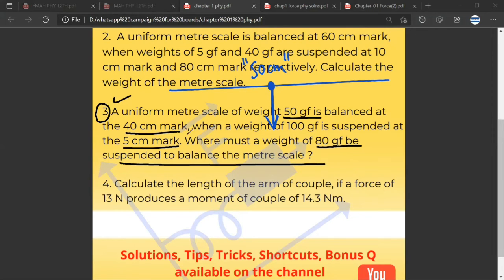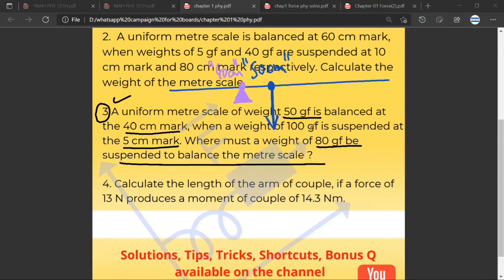No doubt, sir. It is balanced at the 40 centimeter mark. But please remember that this meter scale is not being balanced at the 50 centimeter mark. Please remember that. It is being balanced at the 40 centimeter mark. And that is why it is very important that you mark this fulcrum, that this is the 40 centimeter mark. Mr. Sivang, have you understood? Yes, sir.